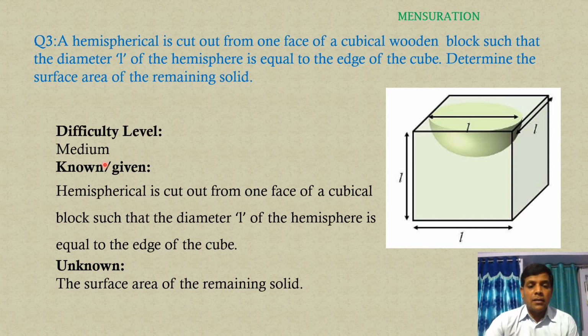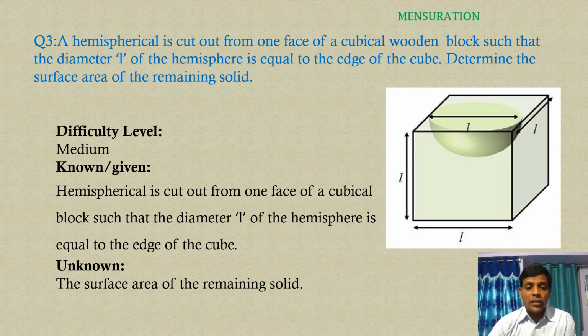So in the given analysis, the difficulty level is medium. Known by given: what is the given data? A hemisphere is cut out from one face of a cubical block such that the diameter L of the hemisphere is equal to the edge of the cube. The main condition is that the edge of the cube is equal to the diameter of the hemisphere. What is the unknown value? The surface area of the remaining solid.